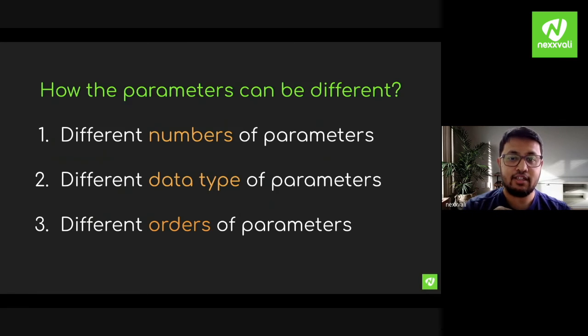Number two, I can change the data type. So one is string, another one is integer, another one is boolean, some long. If I change the data type, then also I can do it. Number three, change the order. Just like I said, one is string, then integer. If I put in another method integer first, then string, then also it will work.